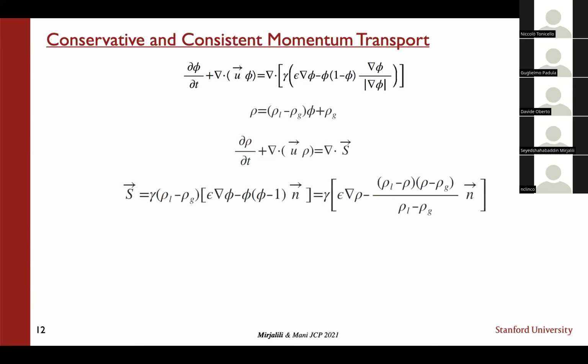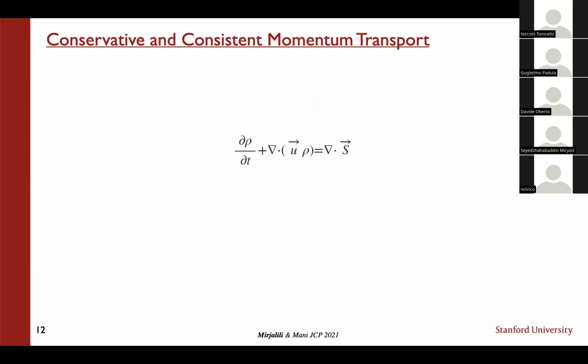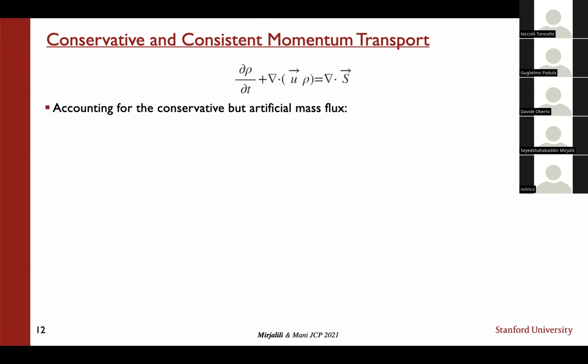And this is, of course, given here, but the main idea of this paper was that we argued that you need to account for this conservative yet artificial mass flux. And the way you do it is actually pretty simple.